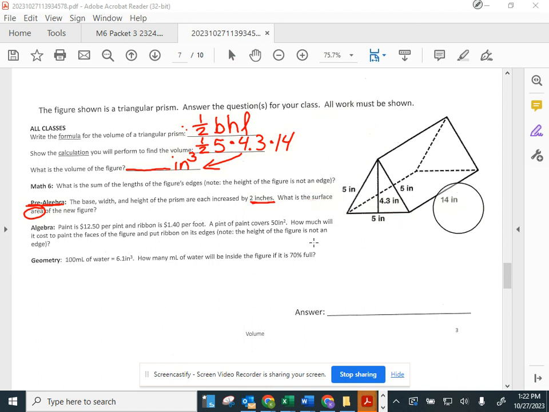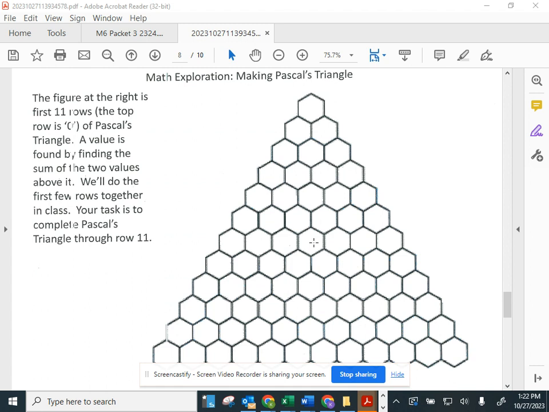All right, next page. Pascal's triangle. The figure on the right is the first 11 rows. The top row is row 0 of Pascal's triangle. A value is found by finding the sum of the 2 values above it. So we're going to have a 1 there. Zeros are on that side. So 0 plus 1 is 1. 1 plus 0 is 1. 0 on the sides. You don't have to write those zeros in. We just know.